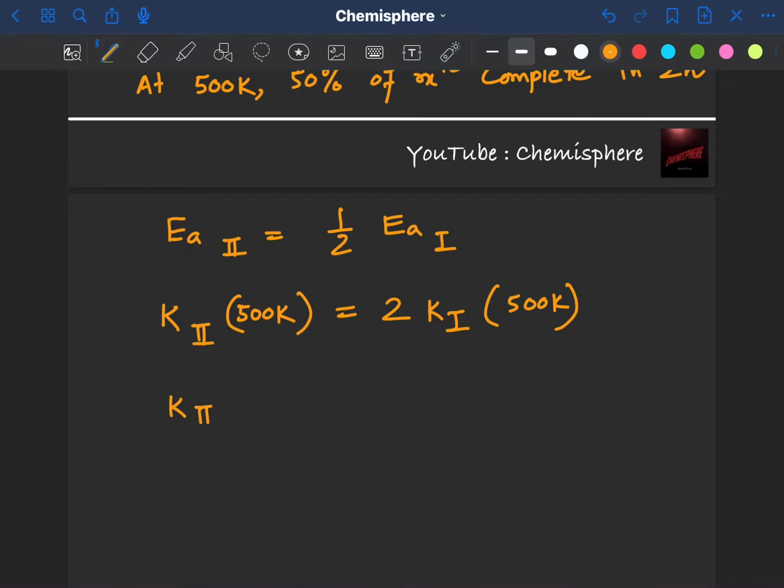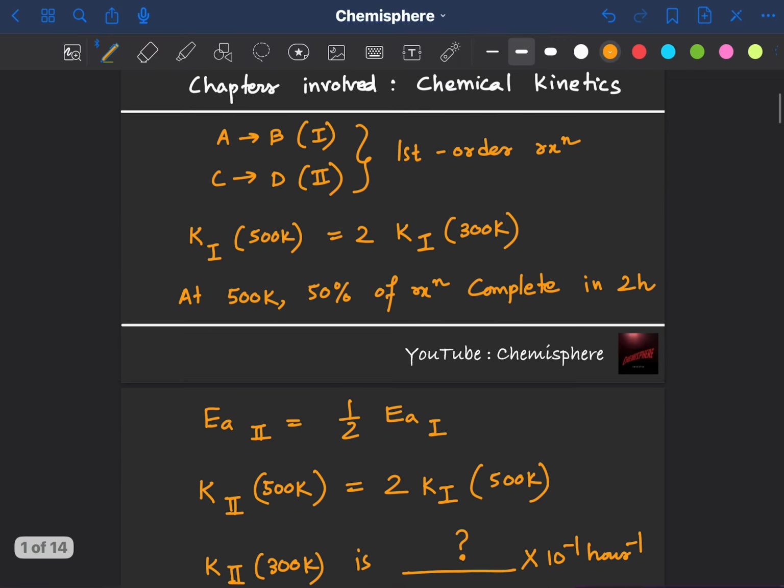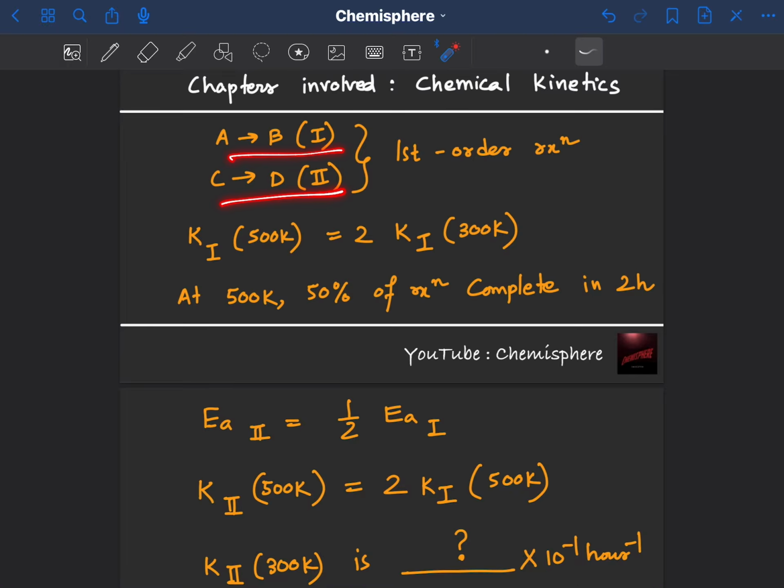And we need the rate constant of the second reaction at 300 Kelvin. They are asking us the value of this into 10 to the power minus 1 hour inverse. So this is our aim. These things are given to us: there are two reactions, both are first order. For the first reaction, the rate constant at 500 Kelvin is twice the rate constant of the first reaction at 300 Kelvin. Then at 500, 50% of the reaction completes in 2 hours, that is, t half is given.